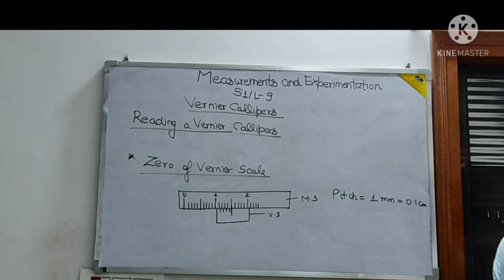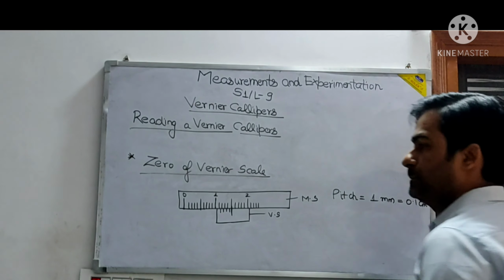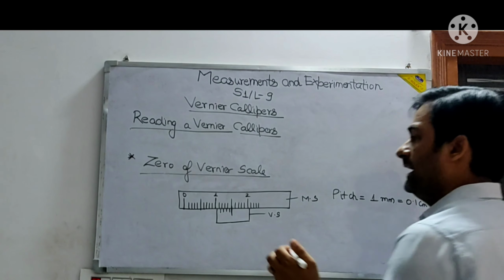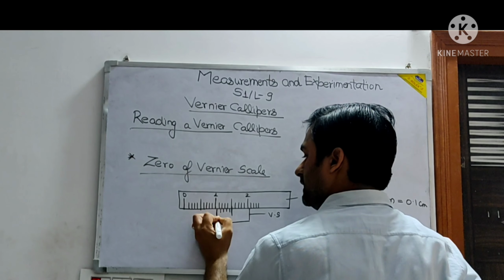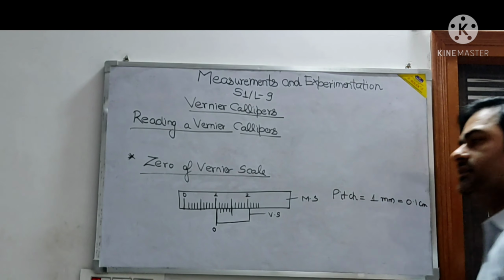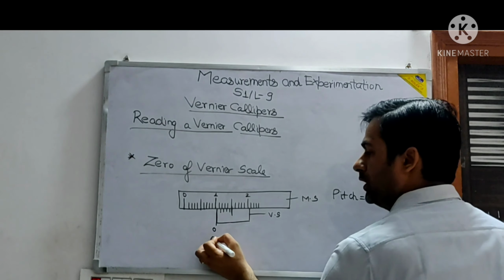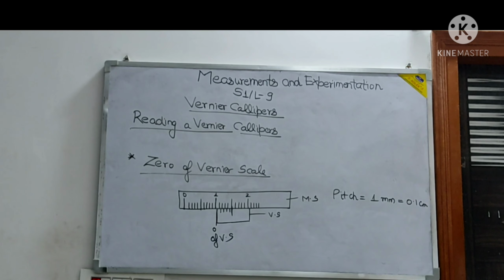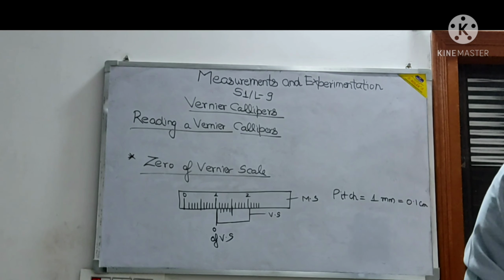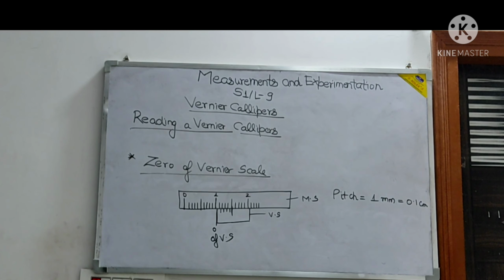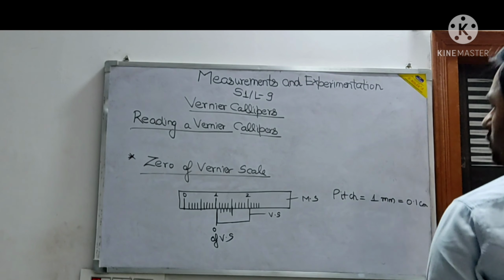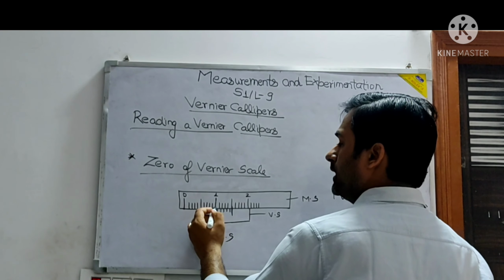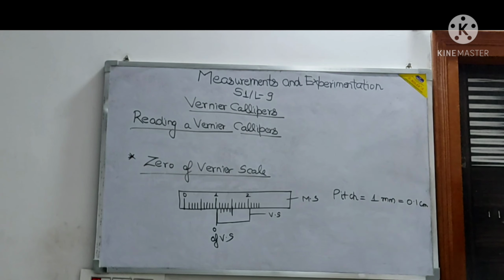Okay. This is the vernier scale, the main scale. So can we say that this is basically the zero of vernier scale? Yes or no? That is why it is important to know the position of zero of the vernier scale. Once we know that, we can find out the value. Now see here, this is 1 and this is 1.1. Yes or no?